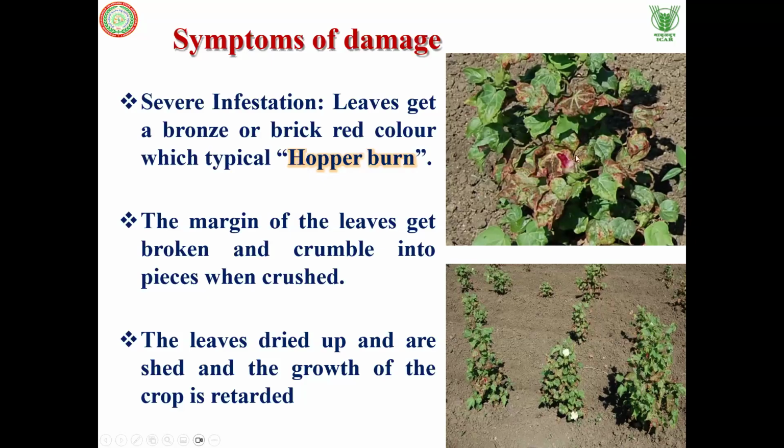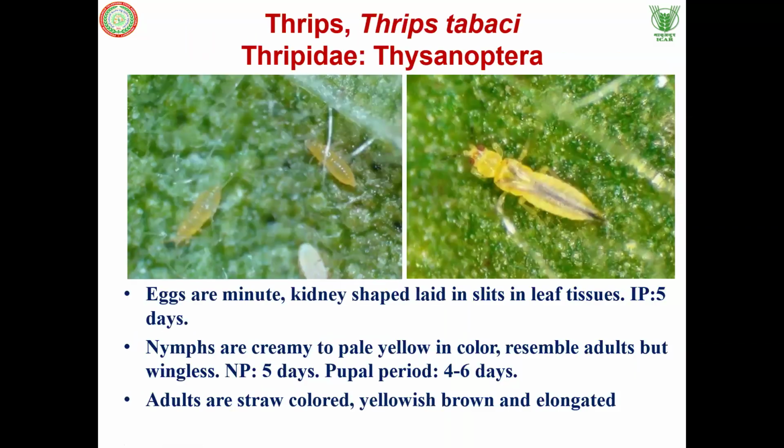This is one of the most dreaded second pests. Because of its attack, plant growth will be reduced and the plant will become stunted. In a single plant, we should get at least 50 to 60 bolls, but because of early-stage attack of this hopper, we get only 3 to 4 squares and 3 to 4 bolls. Another important pest is the thrips, which are very minute insects.